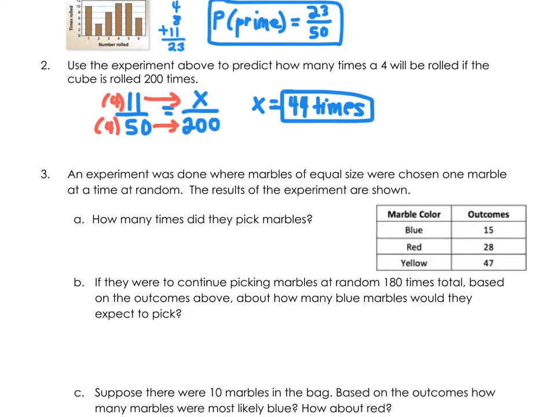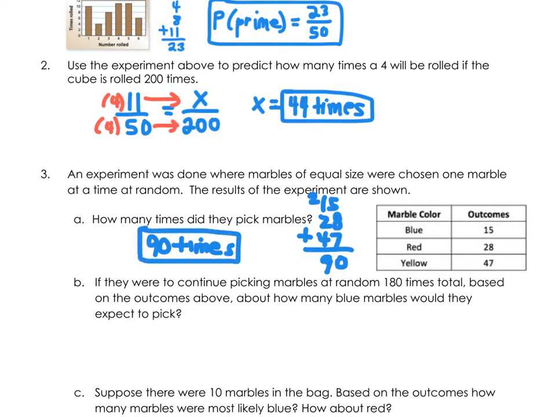Part A, how many times did they pick marbles? To figure out the total number of times they picked marbles, we would add the outcomes together. I know there's a lot of room to list our numbers, but let's add 15, 28, 47. Let's squeeze it in there. And here we're going to have 20, carry the 2, 3, 4, 5, 6, 90. So they picked marbles 90 times. We just added them together. Now that we have the total, let's look at part B.